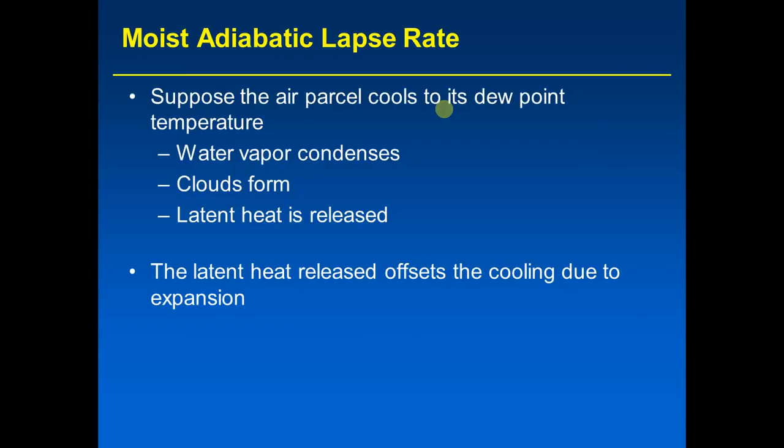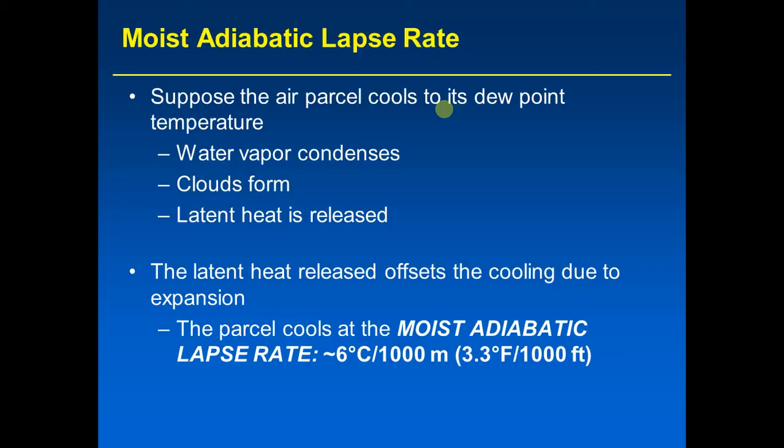latent heat is being released. So that's offsetting the cooling. It's still cooling, but not as fast. It's now cooling at the moist adiabatic lapse rate, which has a value of about 6 degrees Celsius per 1,000 meters, or 3.3 degrees Fahrenheit per 1,000 feet. Notice that's only about 60% of the value of the dry adiabatic lapse rate.